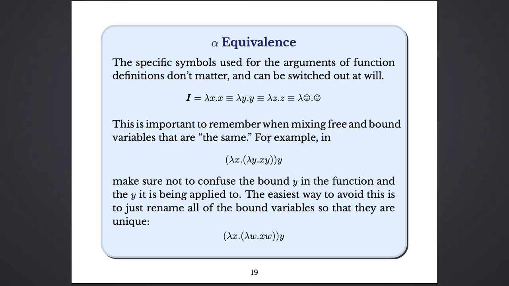Okay, so alpha equivalence. This is basically what you do whenever you have variables in expressions that match up. You just switch them out because they're completely equivalent. So this identity function here, I'm defining it in terms of x, but that doesn't mean anything. I can use y or z or smiley or whatever I want. So if I had an expression like this, where I'm applying it to y, but there's already a y inside here, the easiest way to handle it is you get rid of one of the y's.